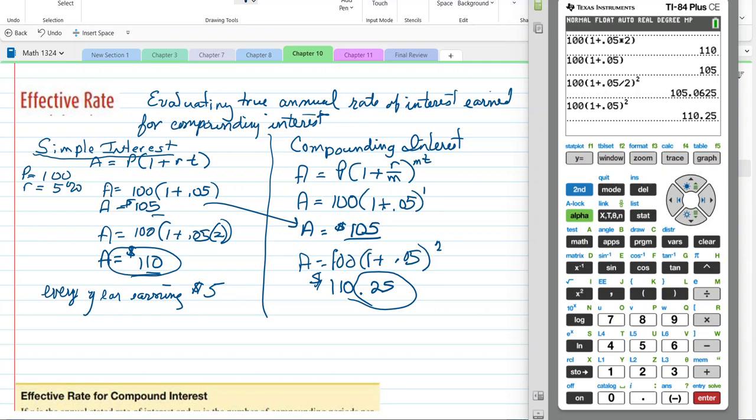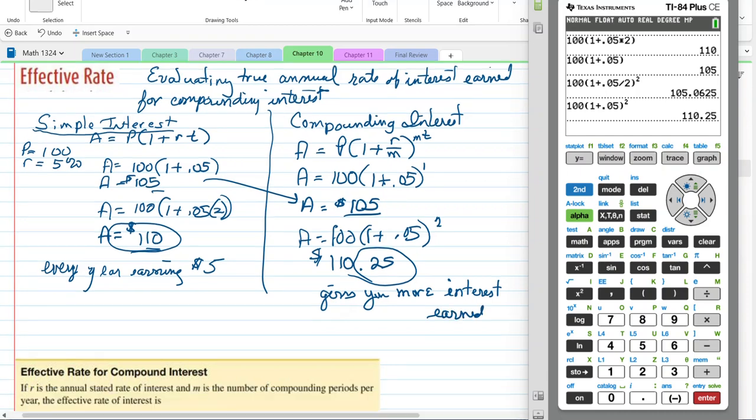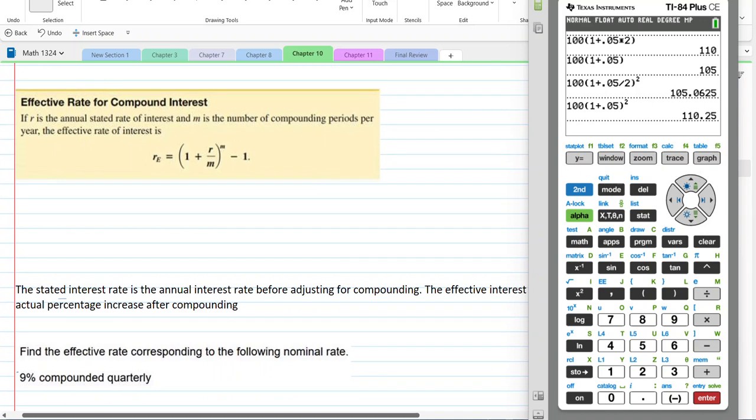Now, it doesn't sound like a big amount, but what it is 2, and what the actual rate is. And that's what we're going to be talking about. The fact that compounding gives you more earnings. So I used 100. I should have used 1,000 and it would have been a little more effective.